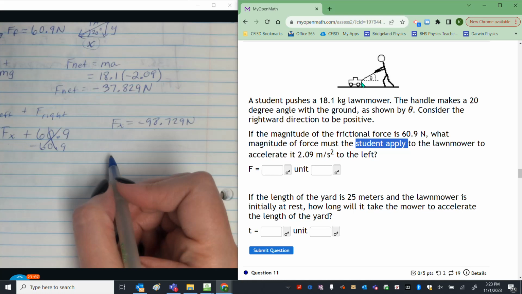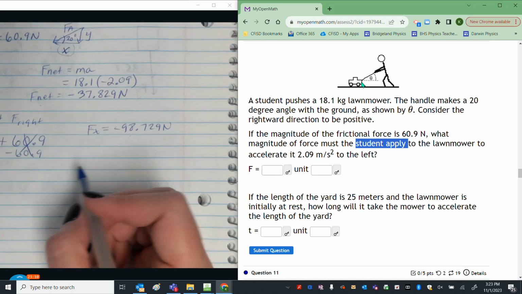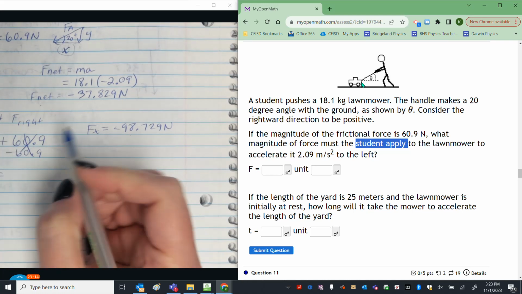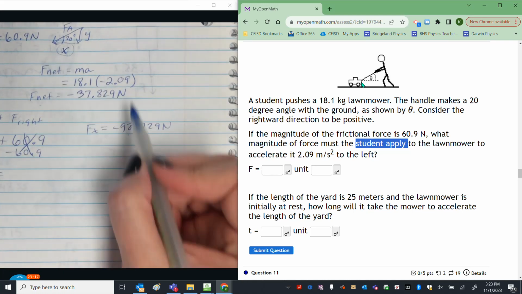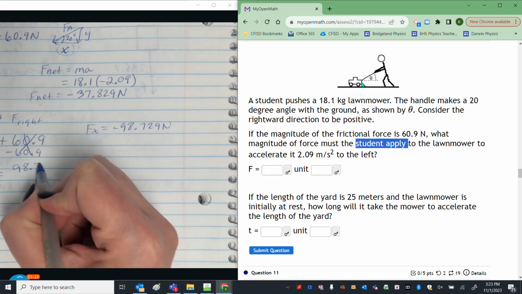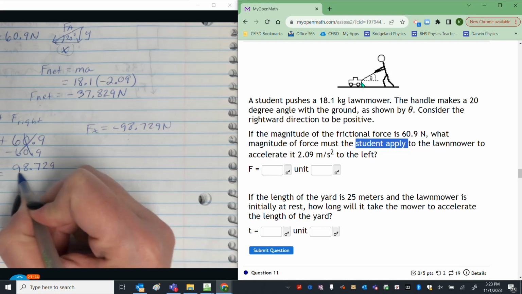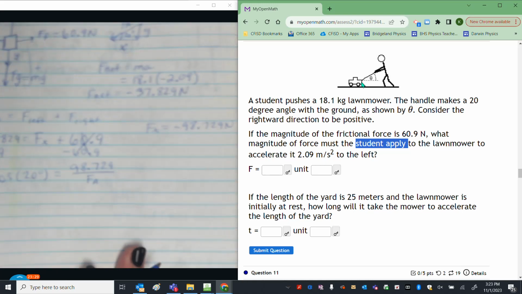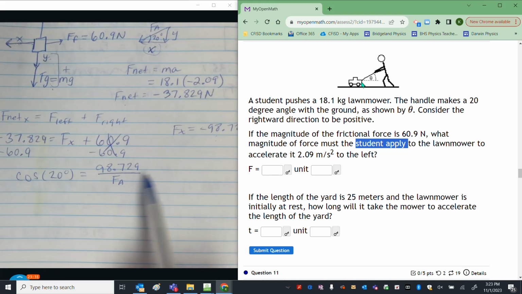And so I'm going to say, let me move this so you can see it, that the cosine of my angle, 20 degrees, equals adjacent, which is x, which is this. I'm going to drop the sign here, 98.729 over the hypotenuse, and that's the applied force. I dropped the sign because all I'm looking for here is the magnitude of the force. I don't care about the direction. I can see that in the picture. It ultimately does matter, but I'm not going to calculate it with the direction in mind. I'm going to calculate it based on the numbers to get the magnitude.